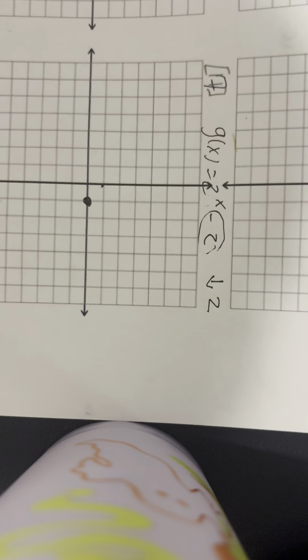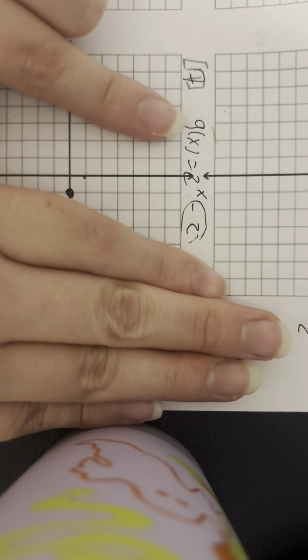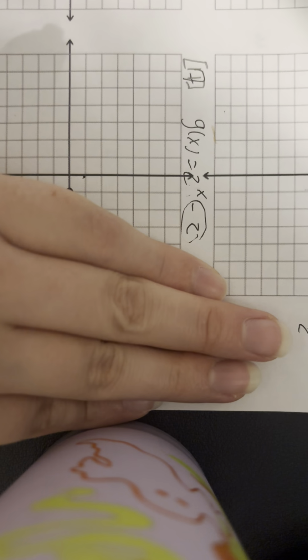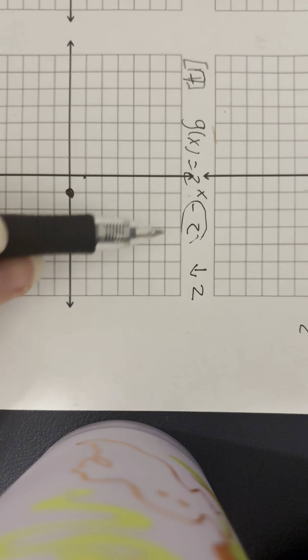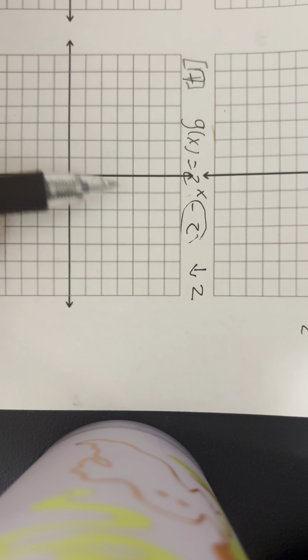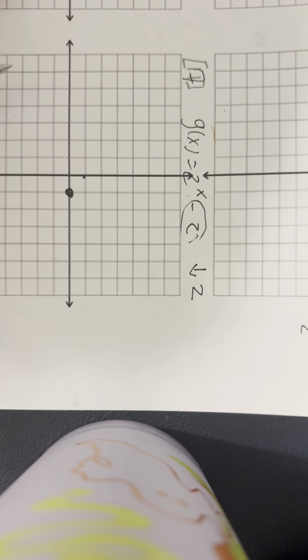So our first thing we're going to do is write down our problem, which was 2 to the x minus 2. Ignore that right now. The first thing we do is just look at it. What is it telling us to do? Well, it's telling us to go down 2. Since it's a negative 2 in the back, it's affecting the y, so we're going up or down. That negative is telling us to go down, so we're just going to go down.